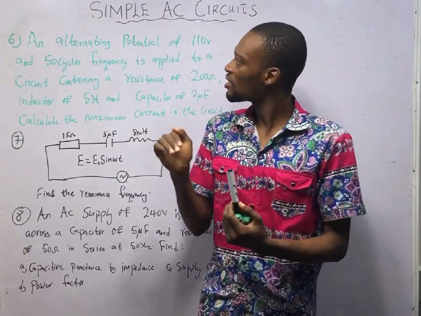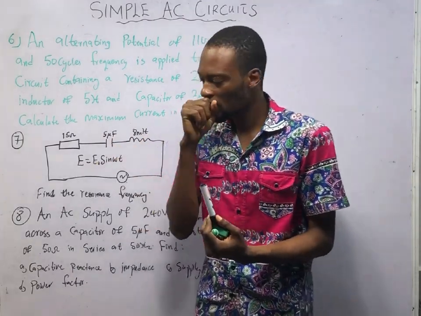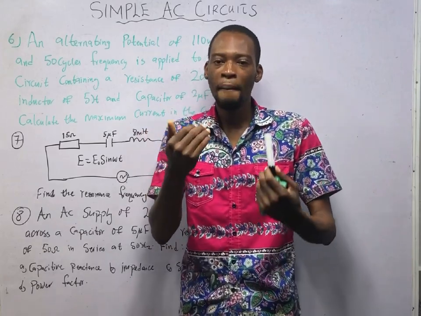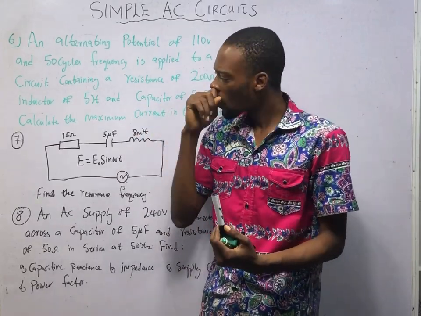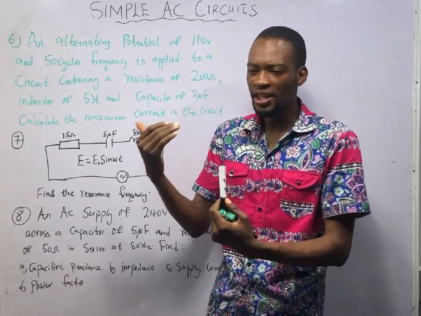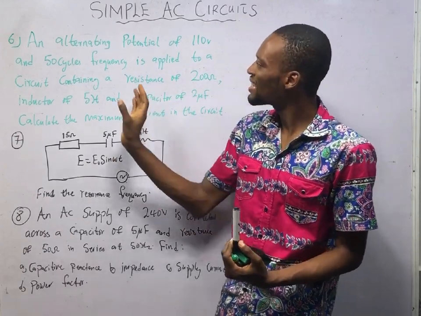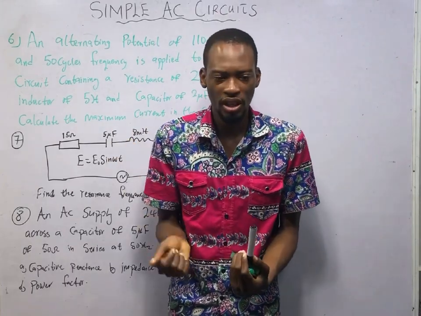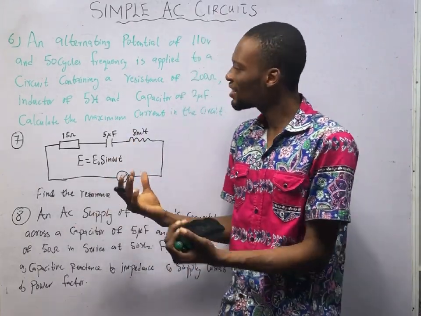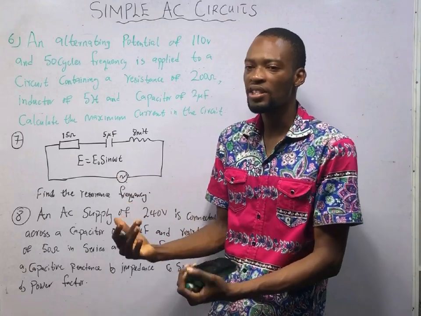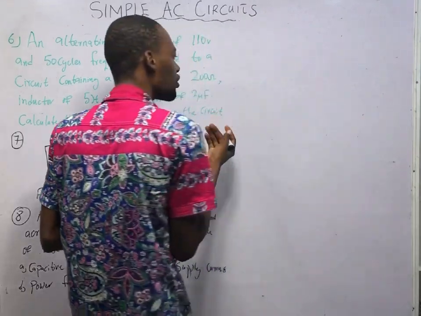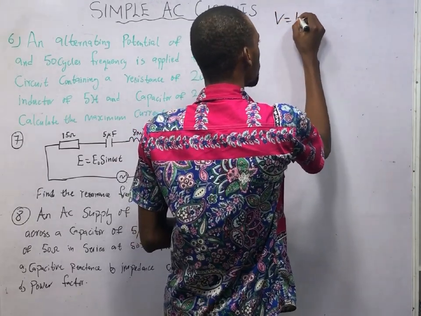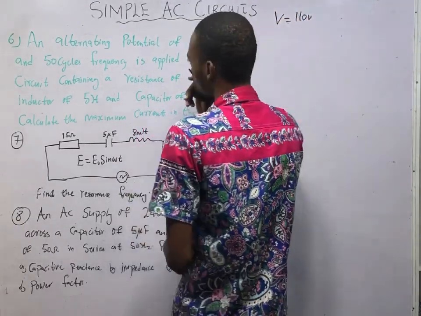When you are given questions in simple AC circuits, don't be scared of the length. Analyze and pick out the data. Also take note of the keywords. It says an alternating potential of 110 volts. That is to say, an AC source or alternating current of 110 volts, which is the voltage. V is equal to 110 volts.